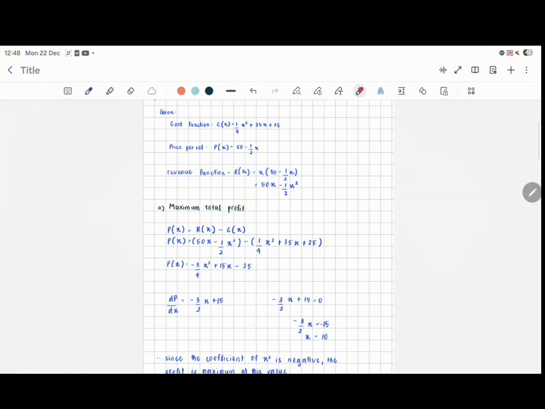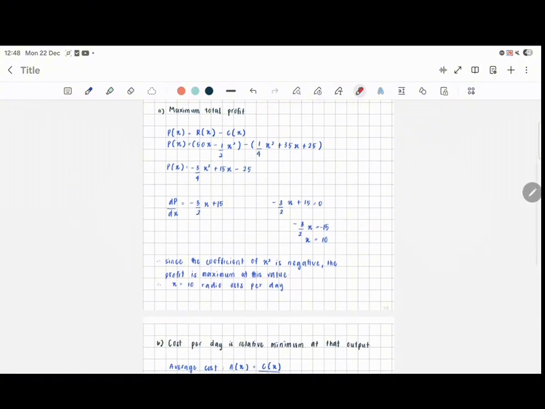After that, we find the critical point. We set the derivative equals to 0. So after we solve, we get x equals to 10. Since the coefficient of x squared in P(x) is negative, the profit function opens downward. Therefore, the profit is maximum at this value. So maximum profit occurs when 10 radio sets are produced per day.